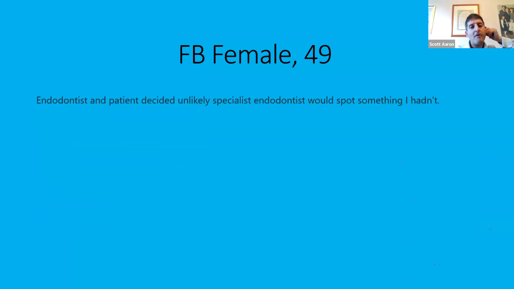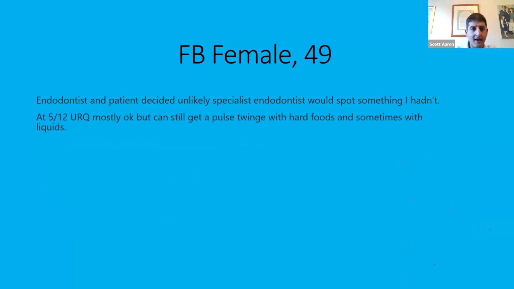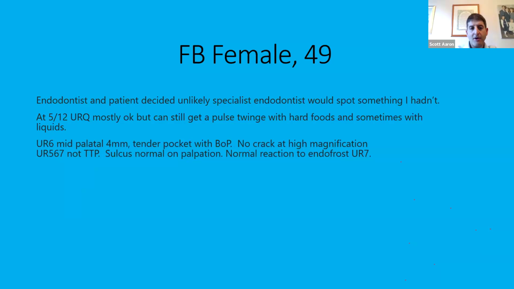So we carry on with her. Both myself, the specialist and the patient decided that the endodontist wouldn't spot something I hadn't. So that's why they went for the CT scan. Five months later, mostly okay, can get a slight twinge with hard foods and sometimes with liquids. The pocketing on the 6 is 4 millimeters. It's a bit tender with bleeding on probing. There's no crack visible at higher magnification. Nothing's TTP. And now we've got Endofrost totally normal on the 7.